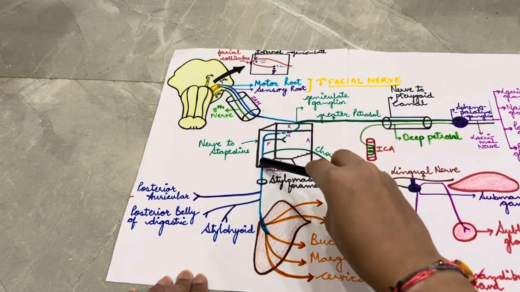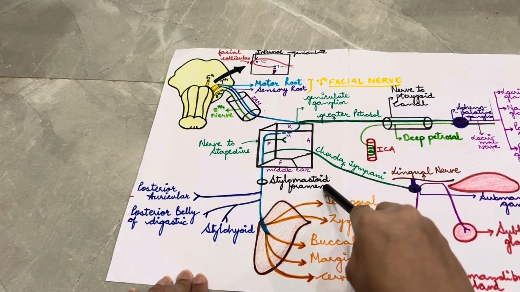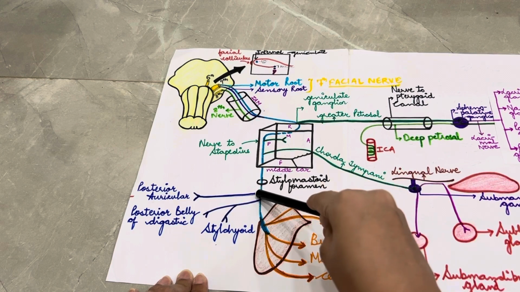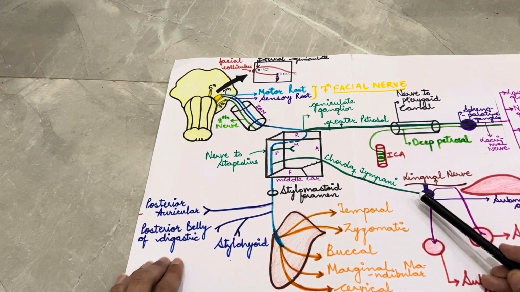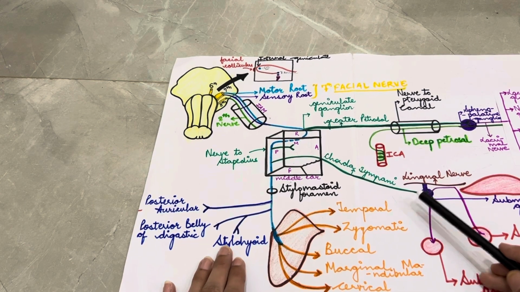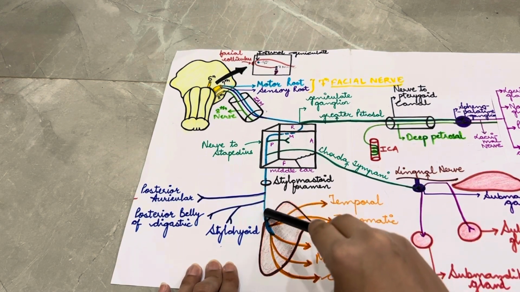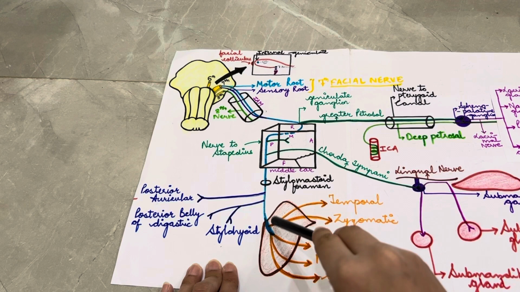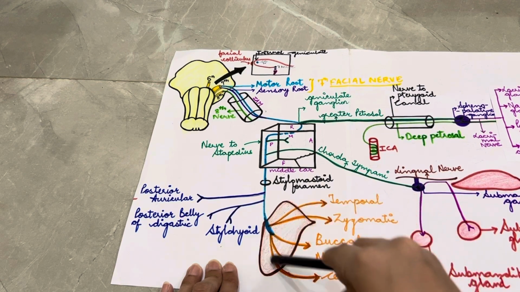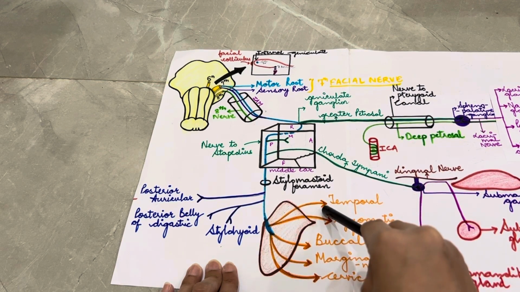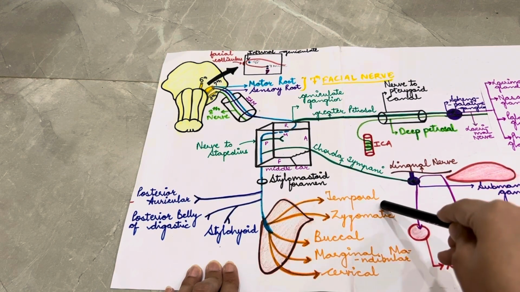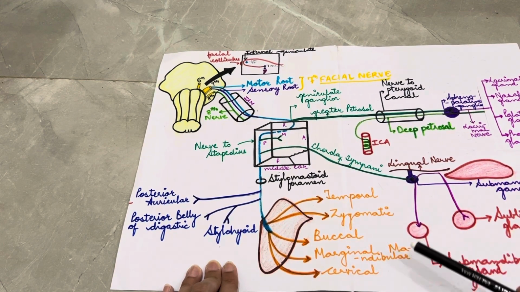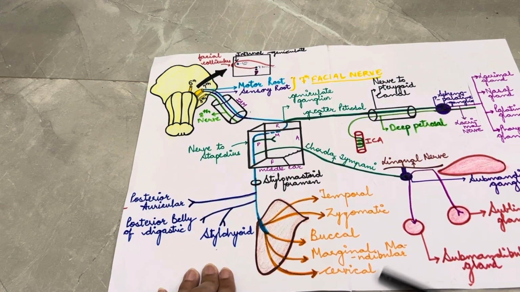So as soon as it exits the stylomastoid foramen, or exits the skull, it gives its supply to the posterior auricular muscle, the posterior belly of the digastric, or the stylohyoid muscle. And then the facial nerve enters into this parotid gland, or gives its supply to the facial muscles, through the temporal, zygomatic, buccal, marginal mandibular or cervical branch.